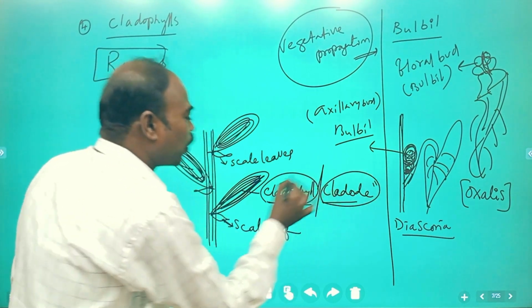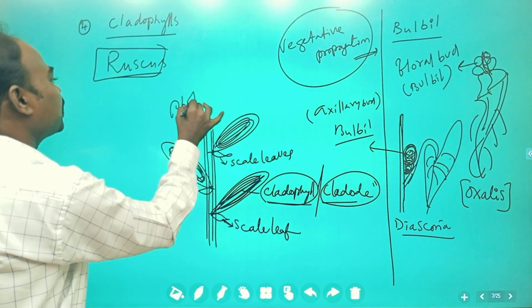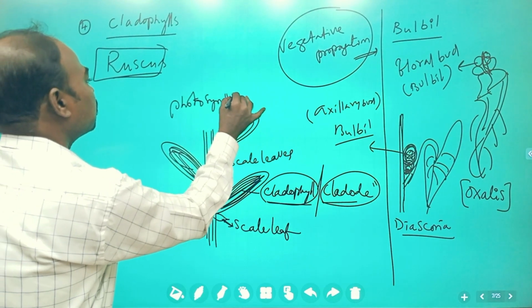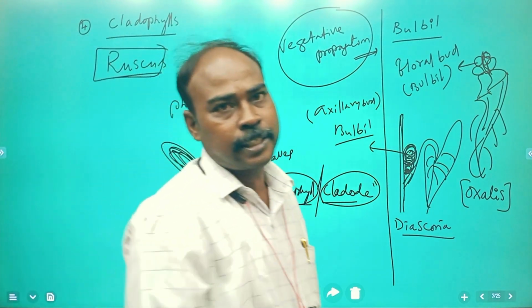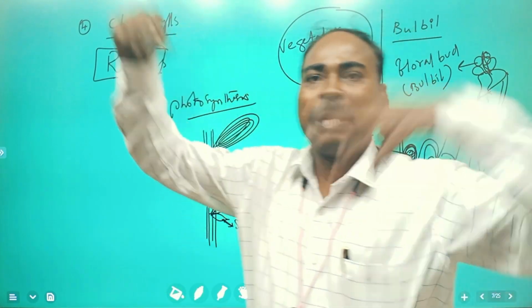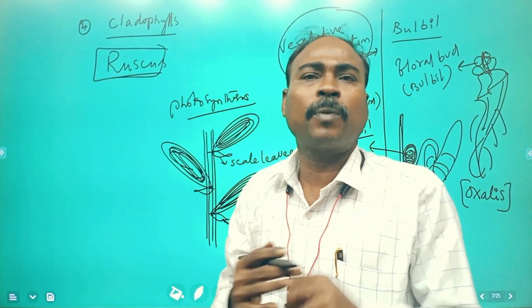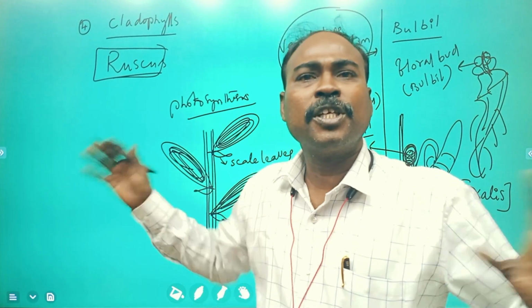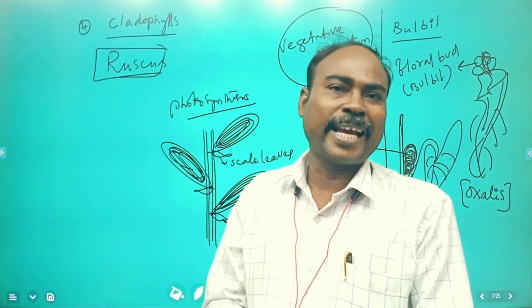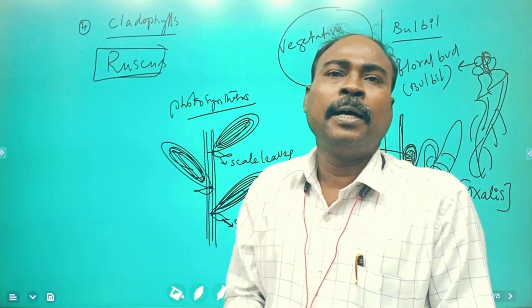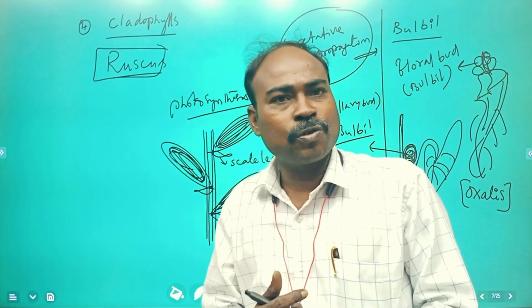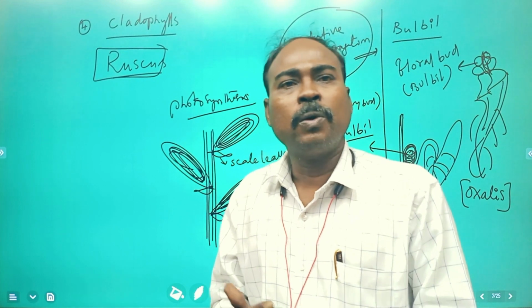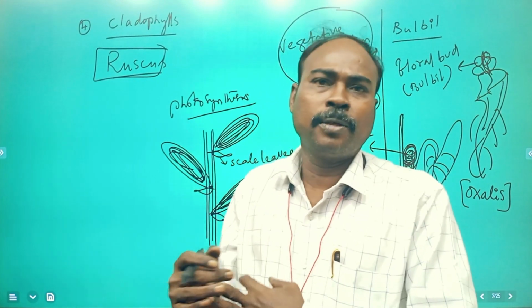Cladophylls or cladodes participate in photosynthesis. Phylloclades also participate in photosynthesis. Tendrils help for climbing. Thorns help for protection, that is self-defense. These are the aerial stem modifications seen in our syllabus. About subaerial stems and then leaves, we will discuss in the next session.